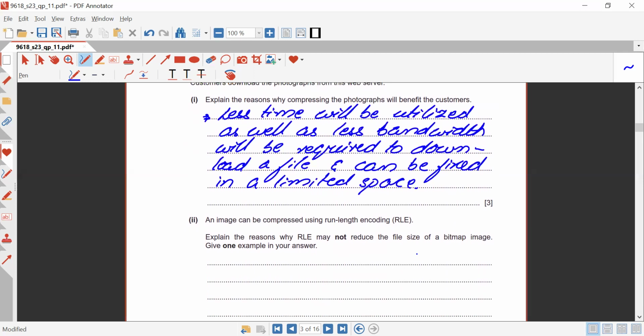Now they are saying for part C2, an image can be compressed using RLE. Explain the reason why RLE may not reduce the file size of a bitmap image. Give one example in your answer. Okay, so RLE, why won't it be able to completely reduce that particular thing? RLE is the thing that compresses consecutively repeated sets of data. But over here, when it comes to the bitmap image, it won't have that similar or consistent data. So that is the reason that it won't be able to compress it fully over here.